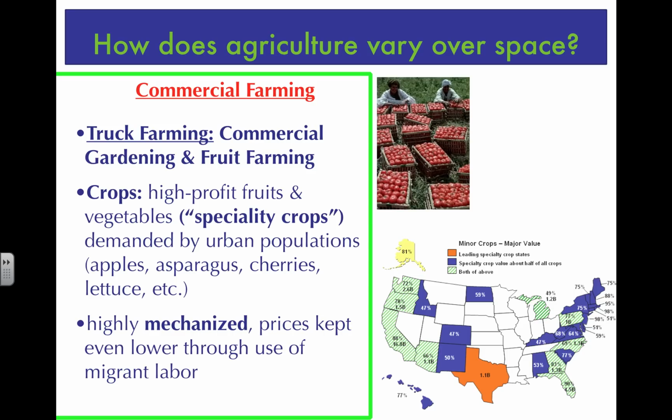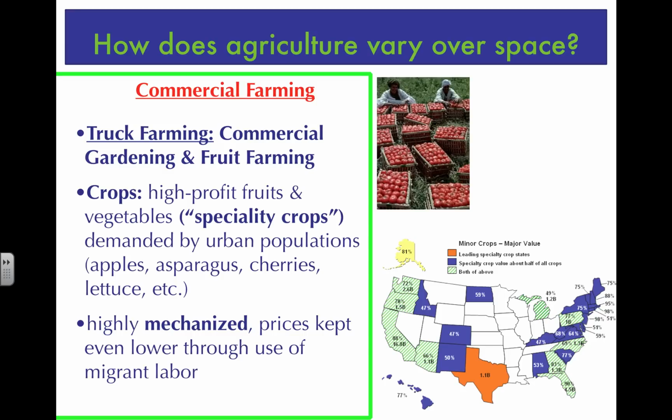Another type of commercial farming is known as truck farming. I can't go further without saying that truck farming has nothing to do with trucks. Nothing to do with it. Truck is an old term to refer to bartering, which means trading goods, one good for another. And truck farming is actually just commercial gardening and fruit farming. So this is the growing of fruits and vegetables. Three different phrases to generally say the growing of fruits and vegetables. But truck farming has nothing to do with trucks.